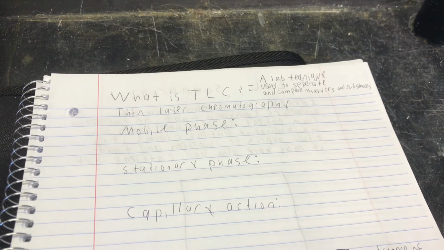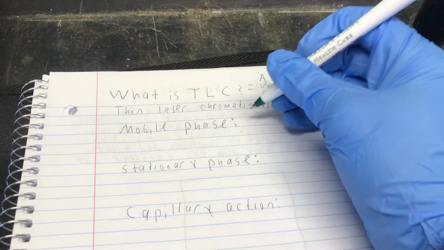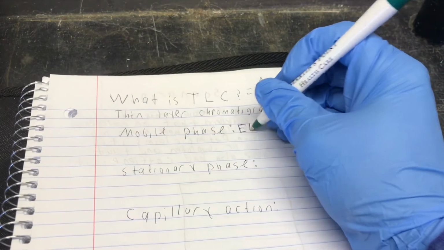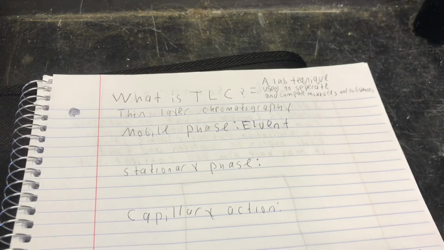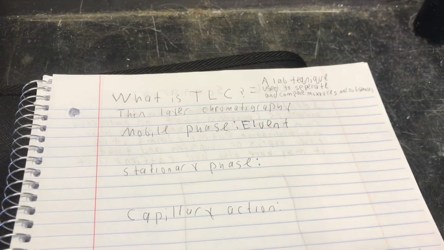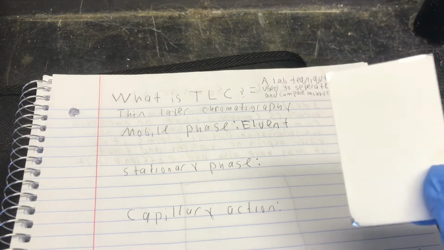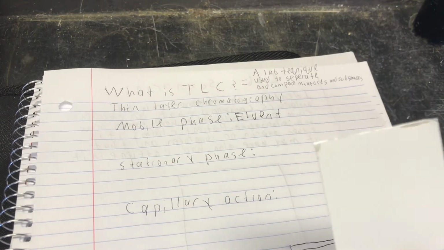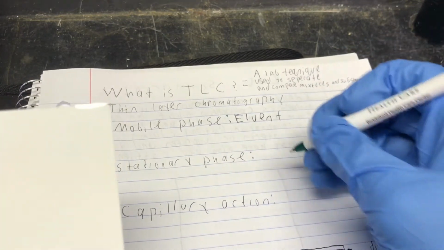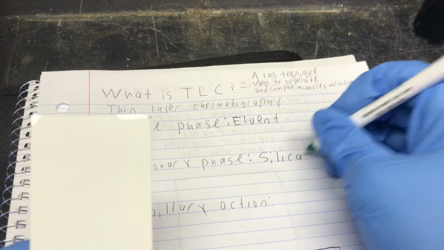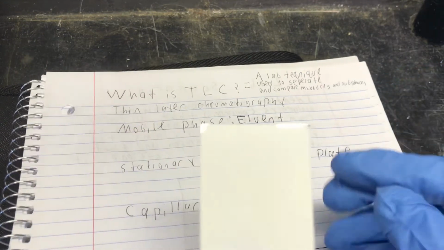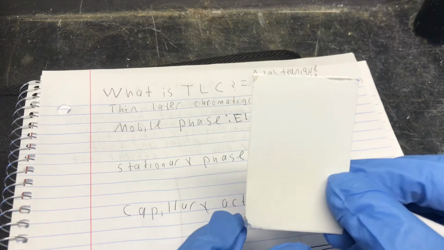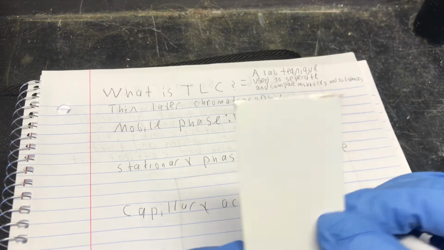First of all, there are two main parts of TLC that are referred to as the mobile phase and the stationary phase. To start off, the mobile phase is the eluent, a liquid that you're going to use. First, let me introduce the stationary phase before I start getting into that. The stationary phase is the silica plate. It's called the stationary phase because it's the part that doesn't move during the actual procedure.